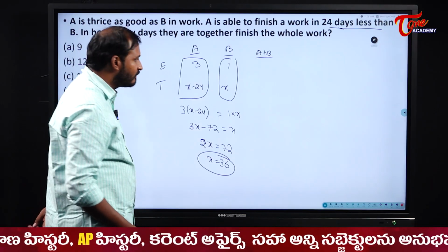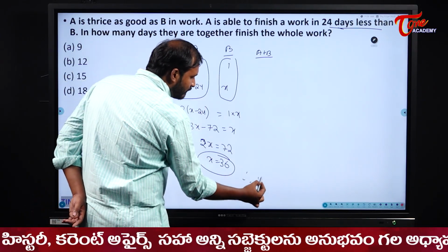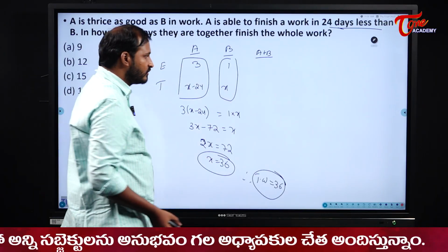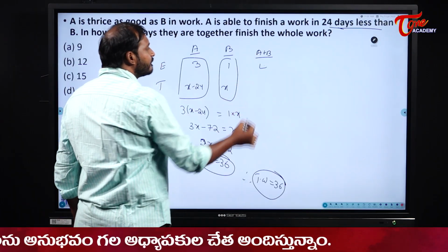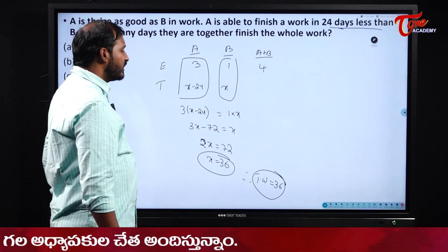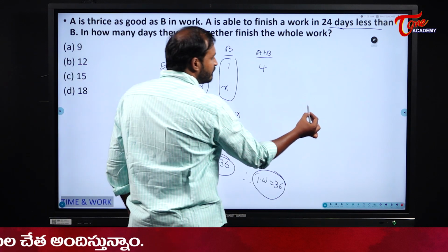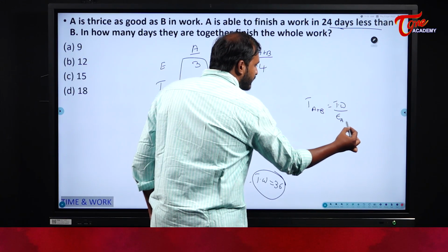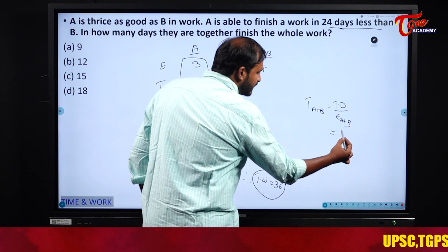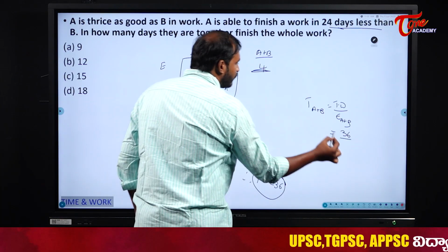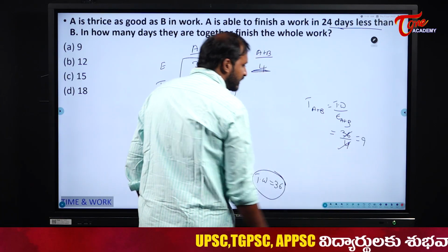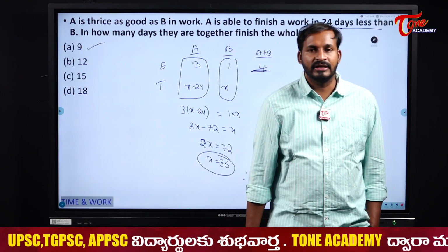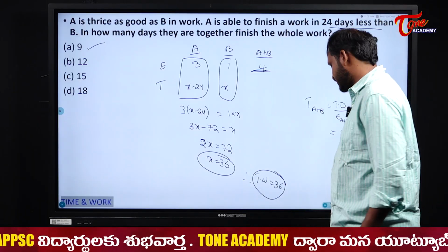So what about my total work in this case? Therefore, total work will become 36. Why? Because 1 into x is total work. Now, what is their combined efficiency? 3 plus 1 is 4. Now, working together they finish the work in how many days? Working together means time taken by A and B will become total work by the efficiency of A and B together. What is the total work? Just now we calculated. It is 36. And what is the efficiency of A and B together? 4. 36 by 4, what does it become? 9. So working together they can finish the job in just 9 days.